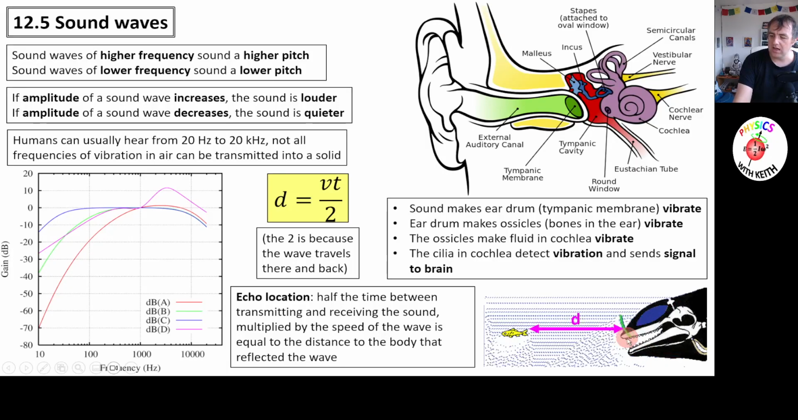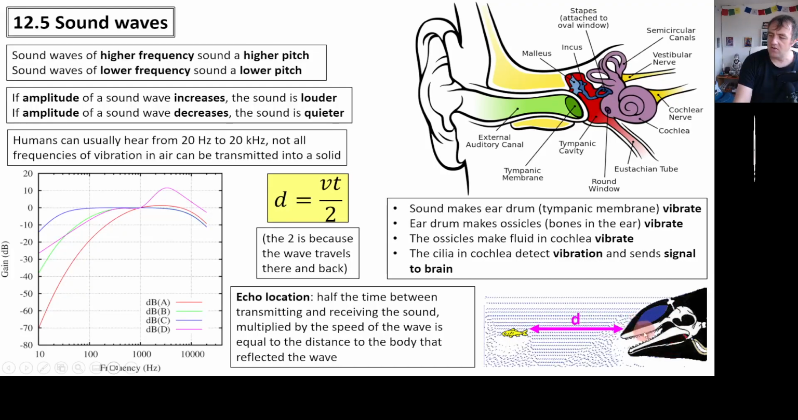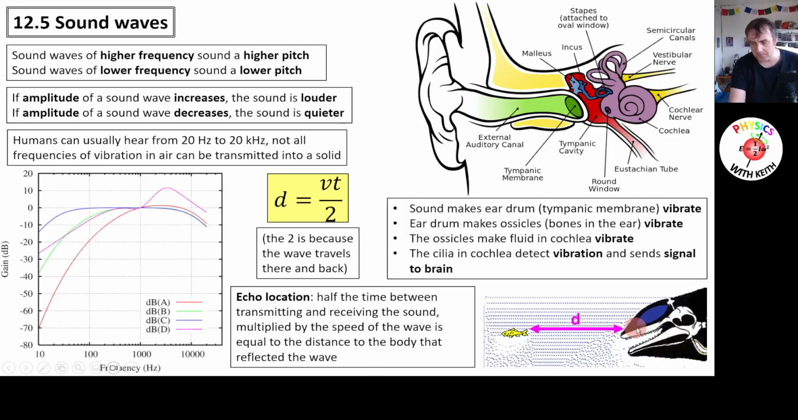It's called echolocation. So if a fish is a distance d away from the whale, and the sound travels through the water at a speed v, then the distance between the fish and the whale would be the speed of sound multiplied by the time it takes for the sound to get to the fish. But of course the whale doesn't know that the sound has got to the fish. It can only detect the sound when it reflects off the fish. So the fish is over here, the sound goes to the fish and back.